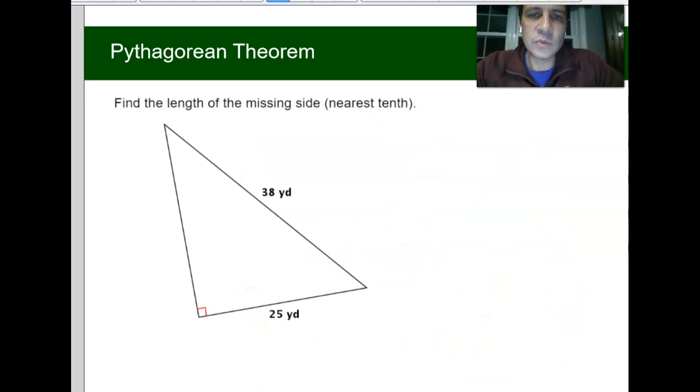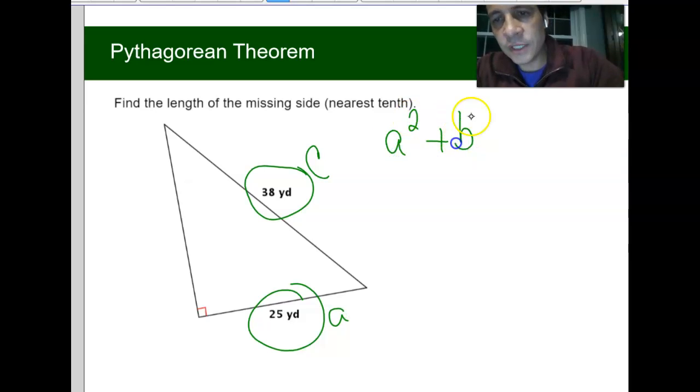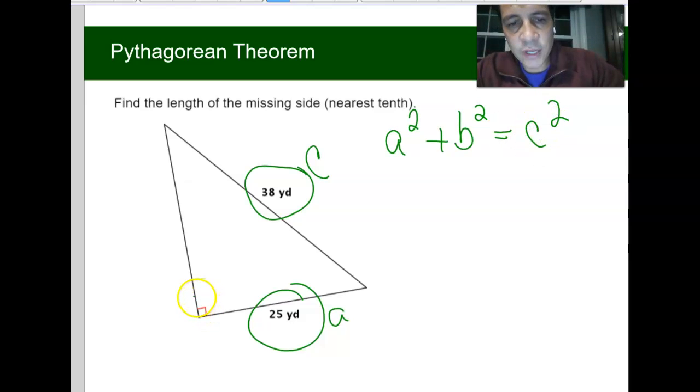All right, let's take a look at this one. I want to find the missing side, and again, round it to the nearest tenth. Now, be careful with the information you're given. I have the hypotenuse. This is my C. I have a leg. This is A or B. I'm just going to call it A for the sake of this problem. So, A squared plus B squared equals C squared. I see I have a right triangle. I'm missing a side, so I use the Pythagorean theorem.